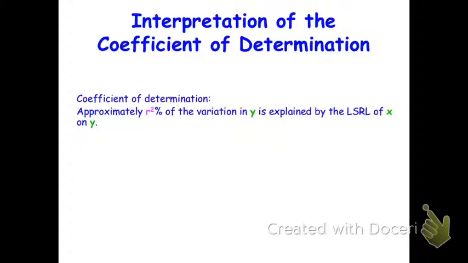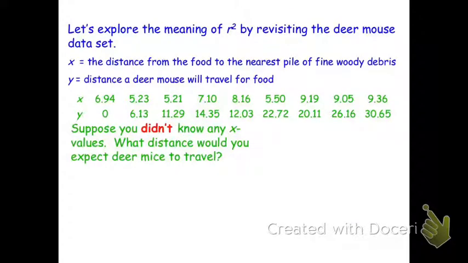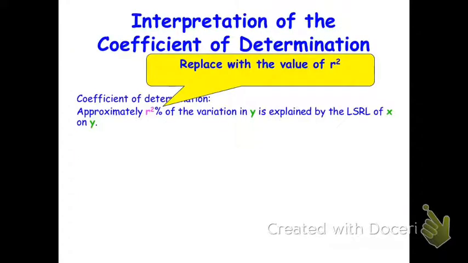So let me explain what that means in a way that we understand. Actually, we're going to go back. Does anyone remember what the r squared was from the quiz? It was 0.88, something like that, which means it's about 88%.